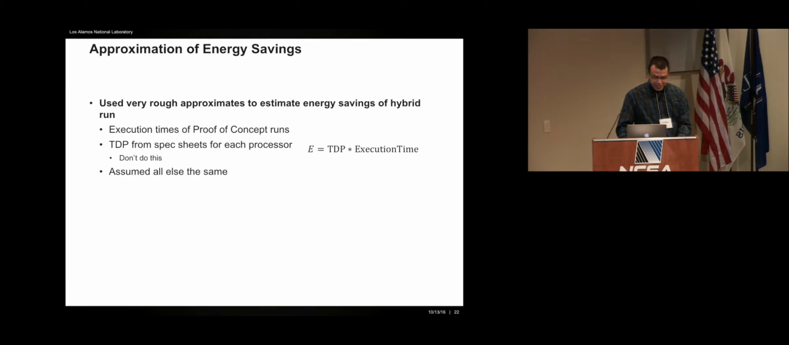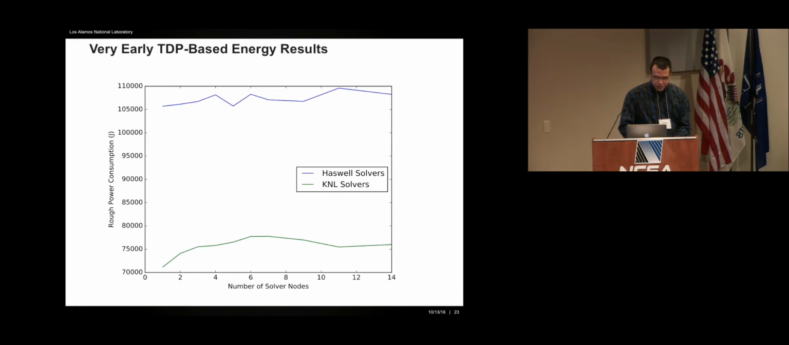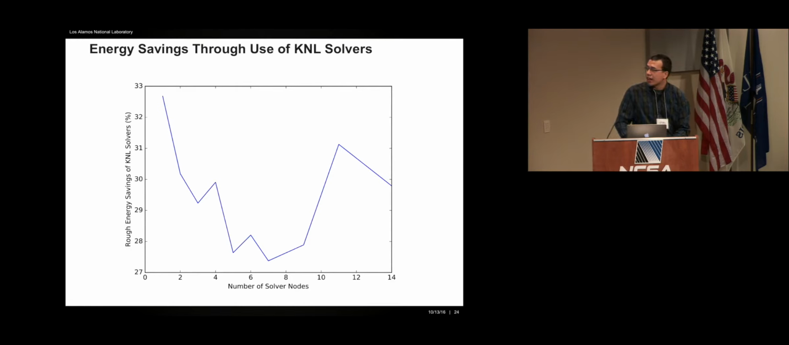But fortunately, it makes us look really good because now just doing raw power, you can see the KNLs are a big savings. And if we just do the actual ratio between them, you'll see that just out to 14 solver nodes, so that would be 14 times 32 Haswell ranks or 14 times 64 KNL ranks, I should have done that ahead of time, but I didn't, we have on the order of a 30% power savings using KNLs versus Haswells, which is good because it shows a good reason to use KNLs.